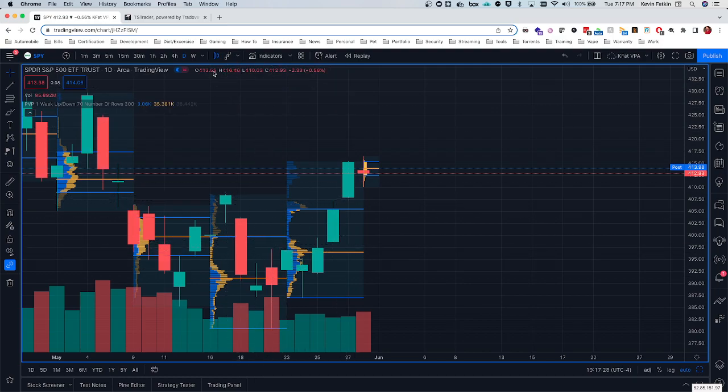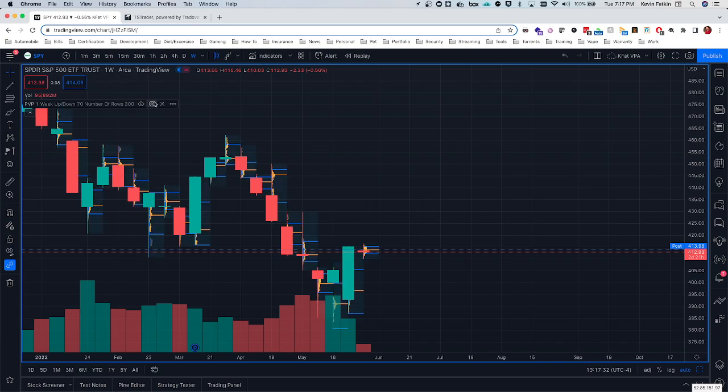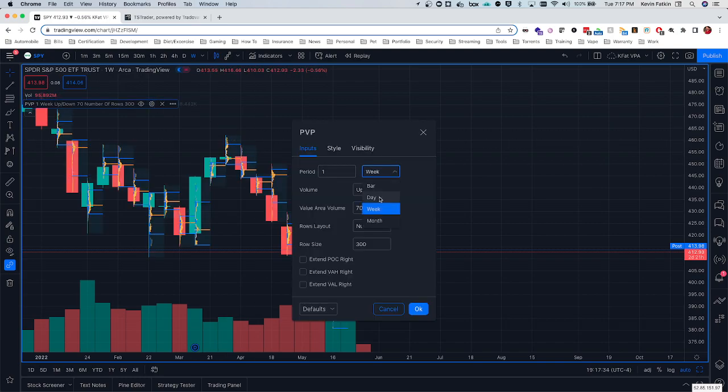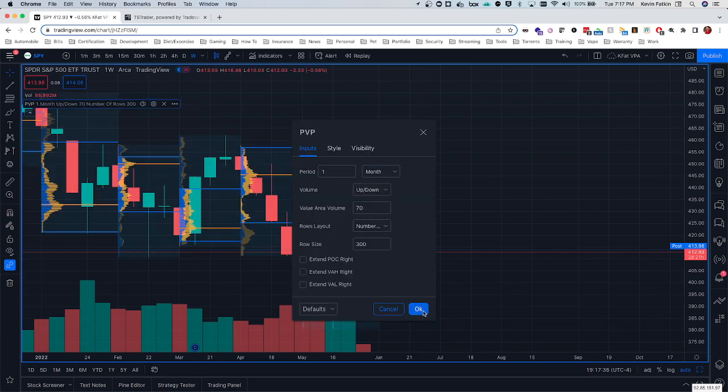But let me remove those drawings, and I want to show you, if I go to the weekly chart, so I go to a higher time frame and change it to a month.